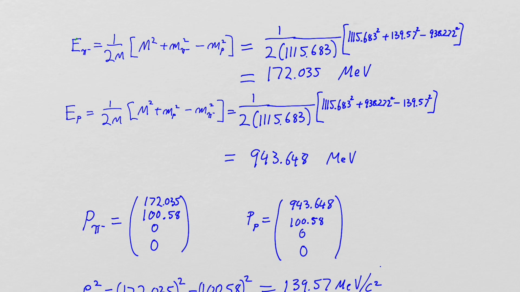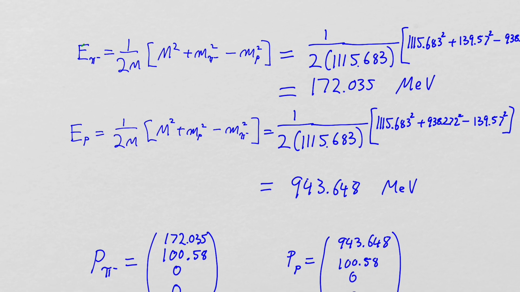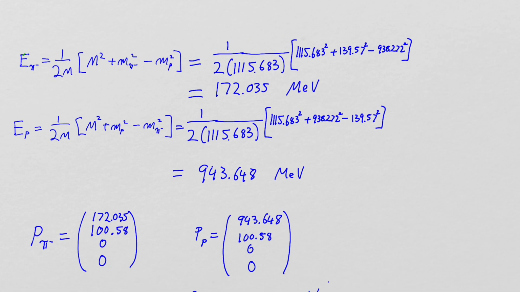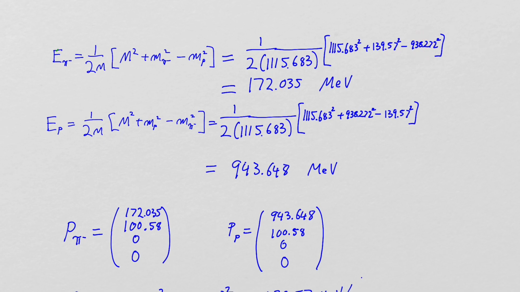Okay, so I wrote down all the calculations here. The fourth component, or the time component of the pion's 4 momentum, is given by this calculation, and I run these numbers here. I put in the lambda mass, the negative pion mass, and the proton mass, and I get 172.035 MeV.